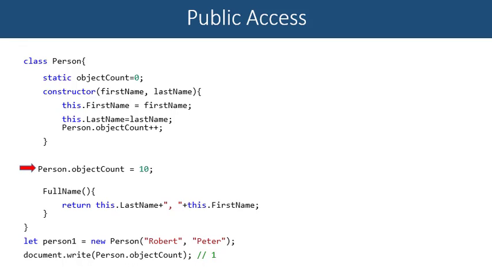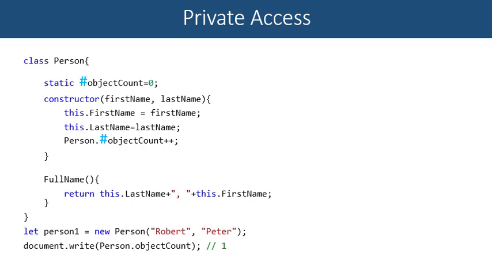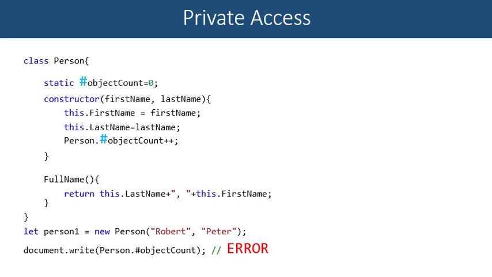So I need to make the object count private so that it is not accessible outside the class. Here I have placed a hash or number sign before the object count and now it is considered a private member. And now when I try to access it outside the class, it results in an error. To access it outside the class, I can create a static method inside the class which will return the value of the private variable object count.